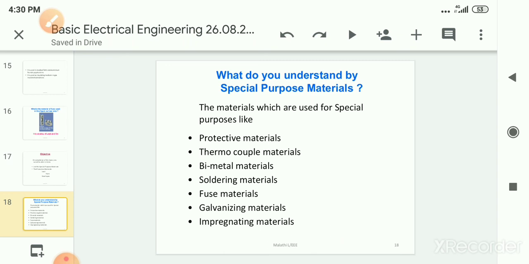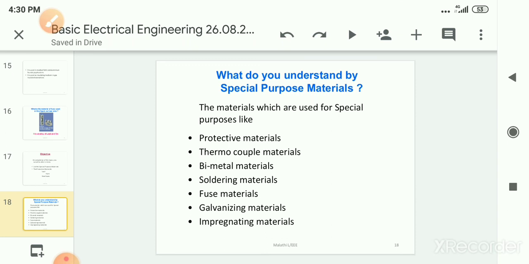We have studied the conducting and insulating materials, right? They come under the primary materials, because they perform their function directly. The special purpose materials come under the section of secondary materials, because secondary materials are used for special purposes. Without the use of secondary material, the primary function would not be performed effectively and efficiently. It is incomplete. Definitely we require this special purpose material, that is, the secondary type of material.